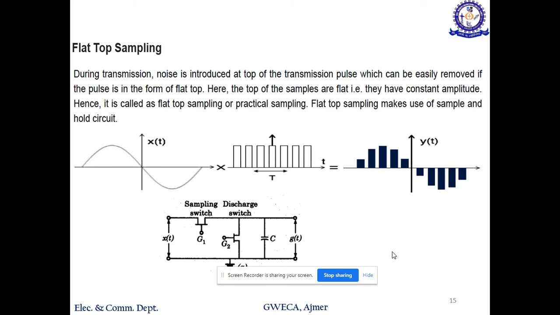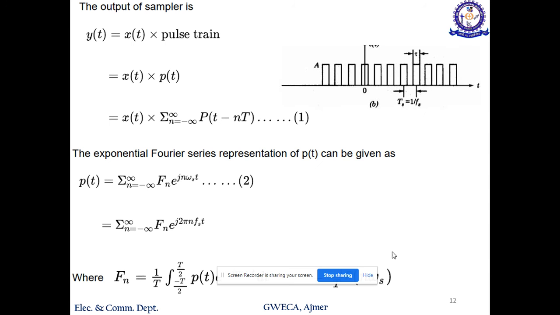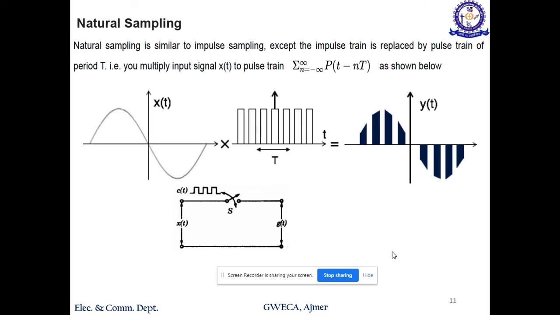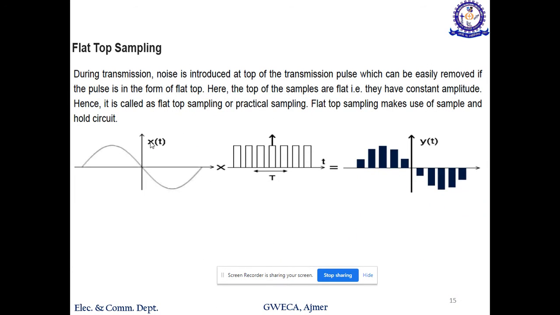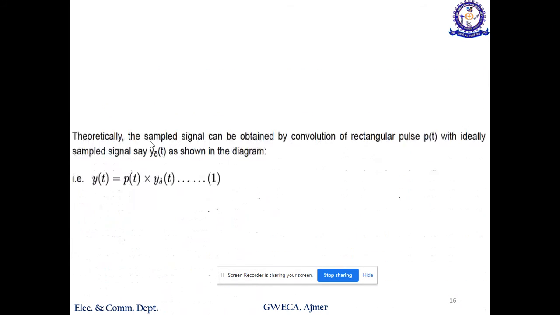Okay, so during the transmission, if noise is introduced at the top of the transmission pulse, it can be easily removed if the pulse is in the form of a flat top. Here, the top of the samples is flat. That is the major difference. In the previous case, you can see that the top is not flat. The top is taking the shape of the input waveform. In flat top sampling, the top is completely flat. Okay, this is the basic circuit.